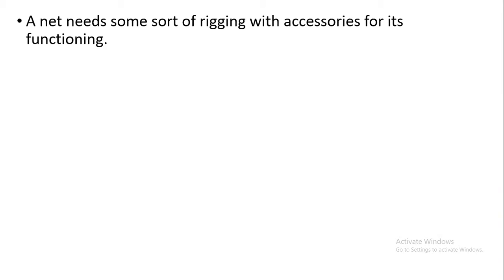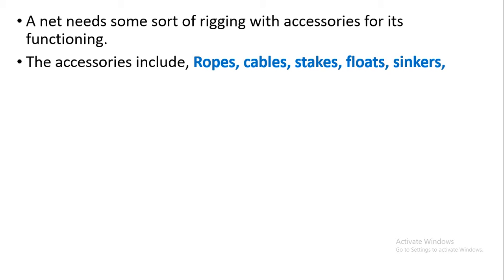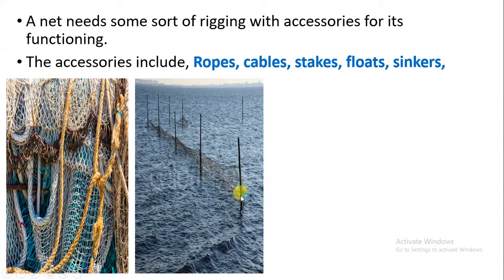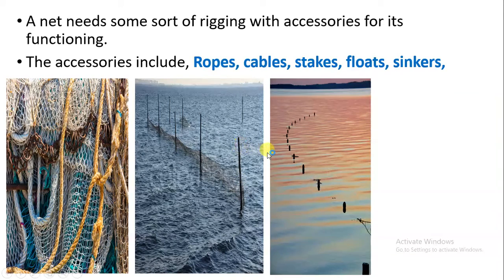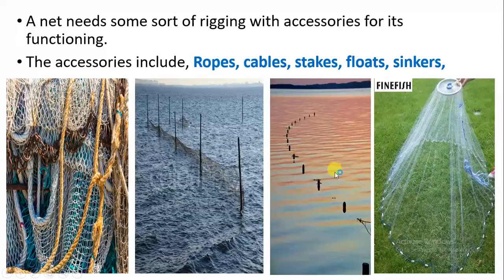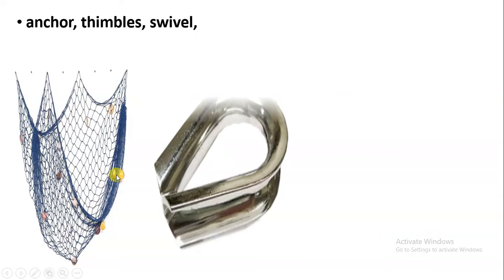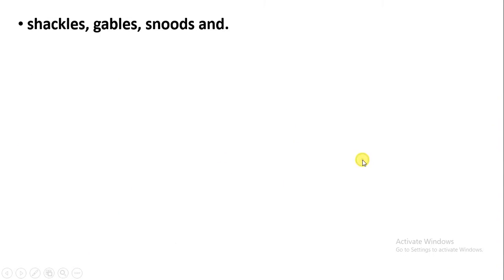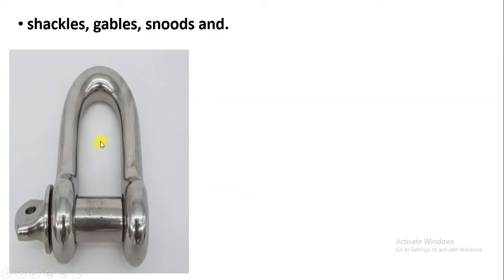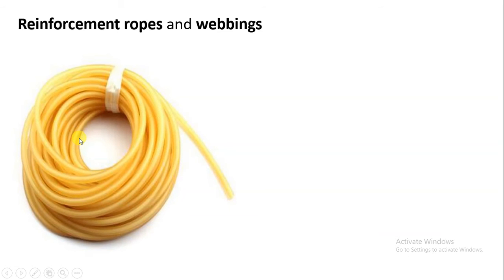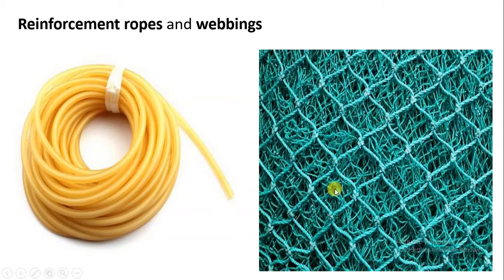So here जो net है net को support करने के लिए we also require some rigging with accessories जैसे कि ropes, we require ropes here. We also require some cables, we also require some skates. Here there is a requirement of the floats, there is a requirement of the sinkers. Then next comes some of the anchors, then thimbles, swivels, they are also used along with the net. The shackles, the gabbles, snoods, and there is also use of the reinforcement ropes and the webbing. So ये सारे जो here these are going to support the net.